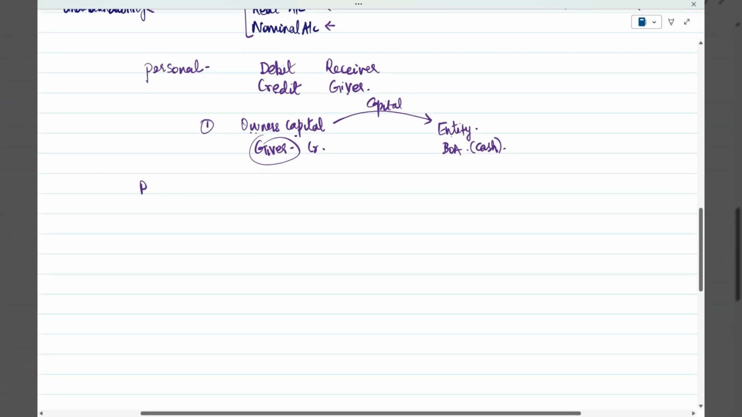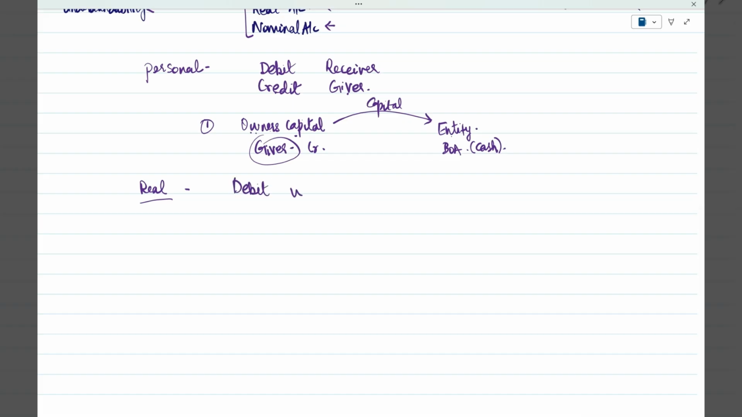The next is, what is the rule for real accounts? The real account rule is debit what comes in and credit what goes out. That means whenever any account is real in nature, like assets or liabilities, what do you need to apply? When an asset is coming in, you debit the asset. When you are selling an asset, what happens? The asset goes out, so you credit the asset, right?